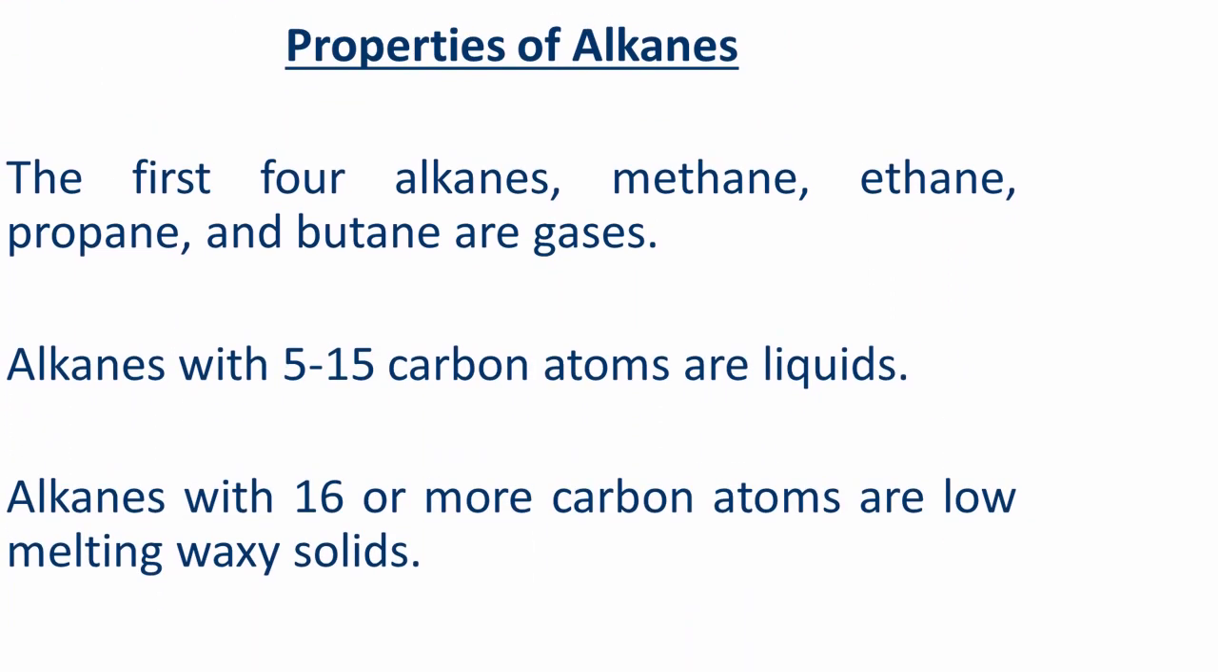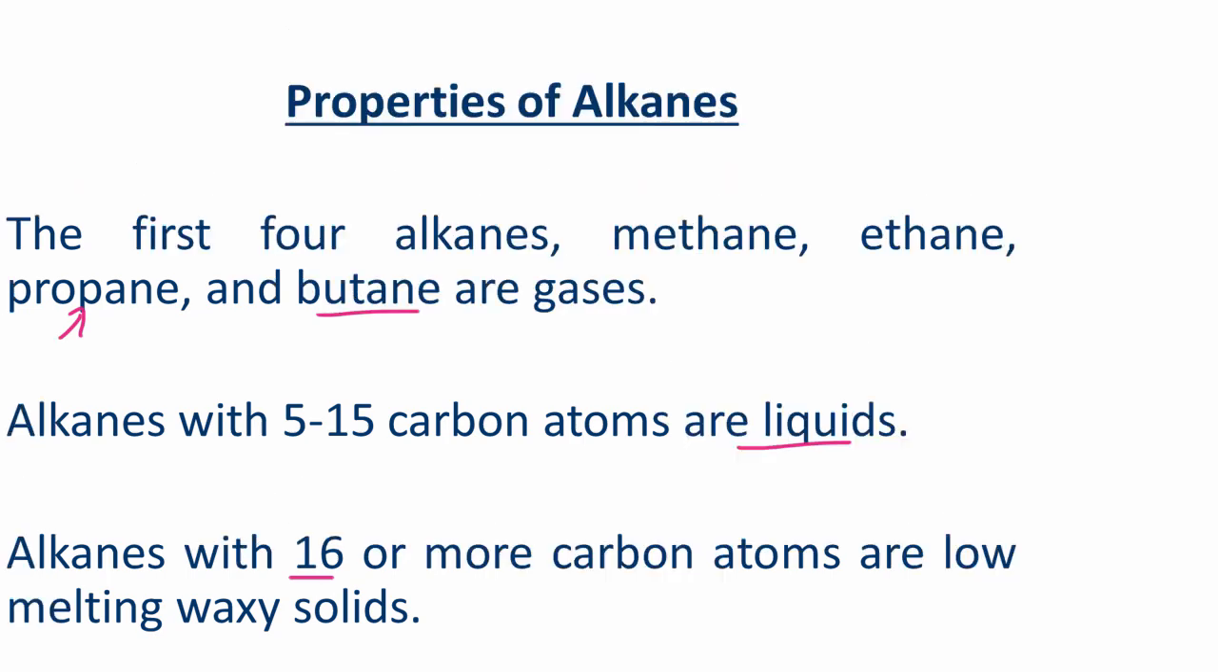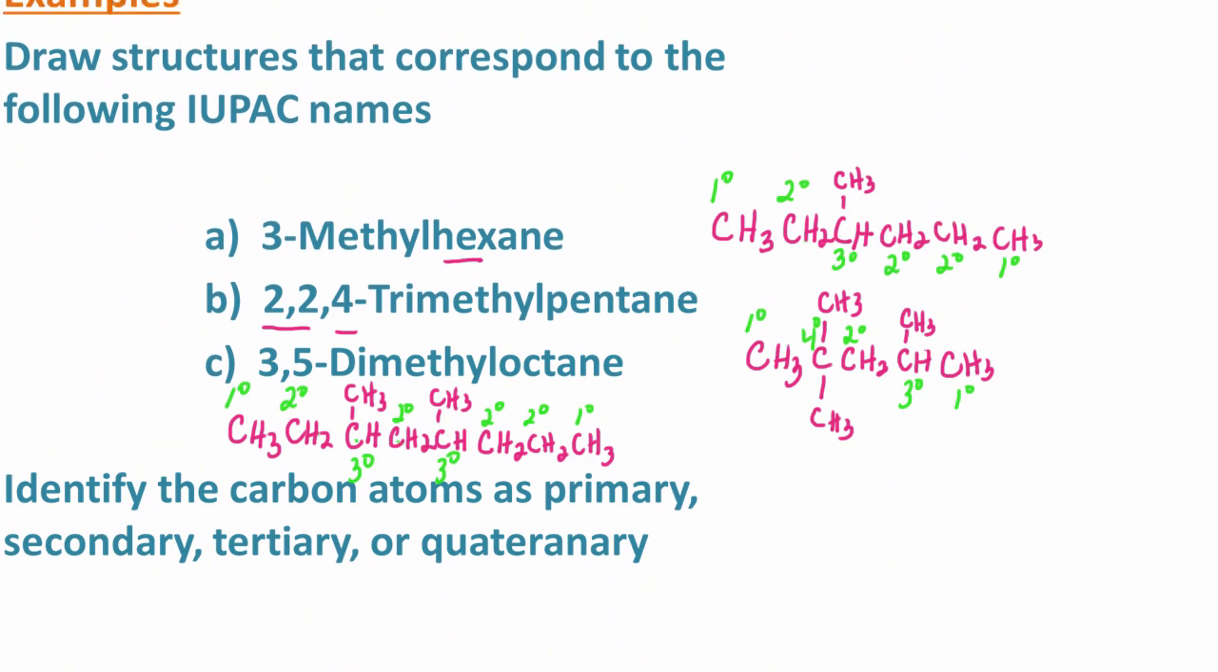So let's take a look at some of the properties of alkanes. The first four alkanes, methane, ethane, propane, and butane, are gases. Methane, of course, is natural gas, and we're all familiar with propane, which we can get in tanks and use for our grills. Alkanes with 5 to 15 carbon atoms are liquids. Alkanes with 16 or more carbon atoms are usually low melting, waxy solids, so they melt at low temperatures.